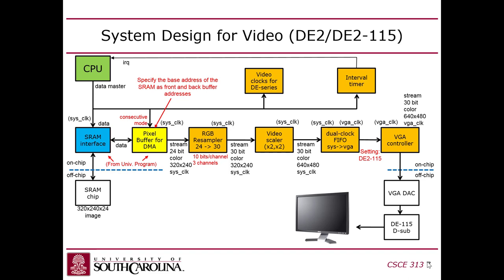We have to add another clock module to generate that 25 megahertz clock, and we're going to add an interval timer. We need a way for the NIOS processor to understand time. And right now there's no real-time clock on this board like you have in a regular computer. So we're going to add this interval timer to get that functionality. That's going to allow us to measure how many frames per second your code is achieving.